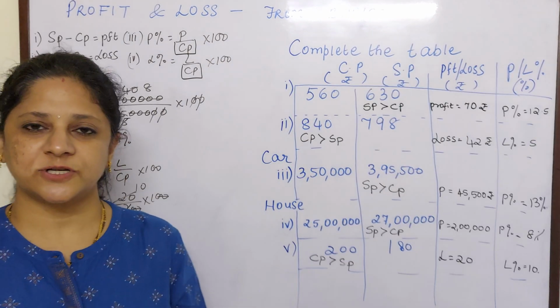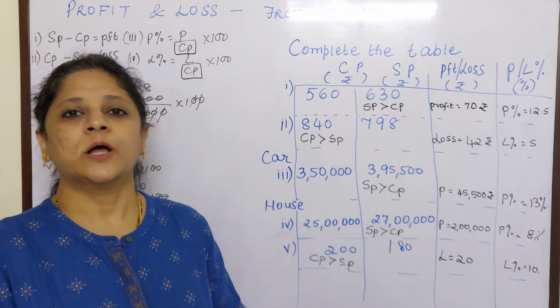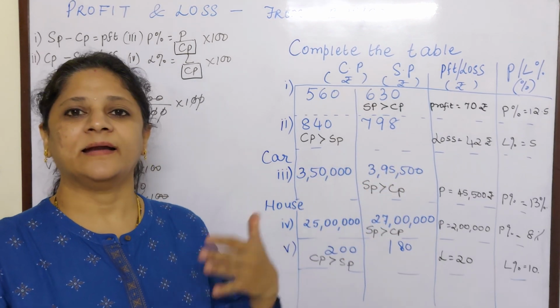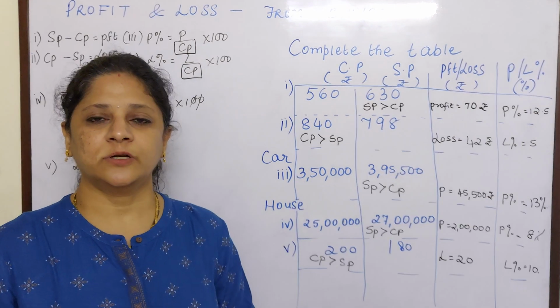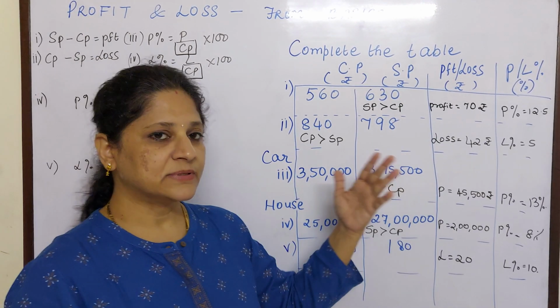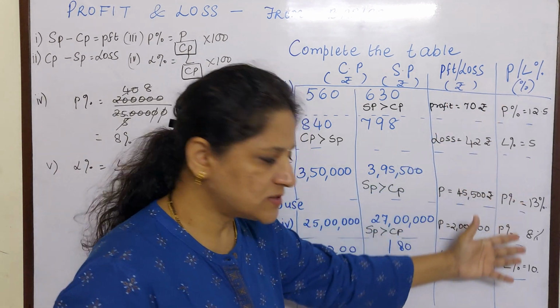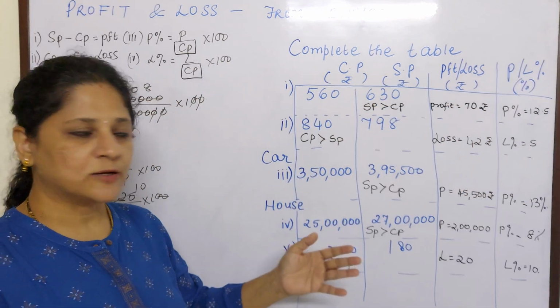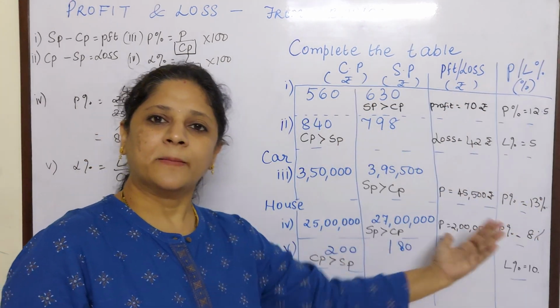So hope you understood children how to find out profit or loss, and next step how to find out profit or loss percentage. In our next lecture we will see that sometimes this will be given and these will be missing. So how to work your sum backwards.